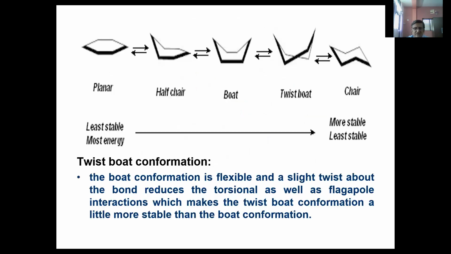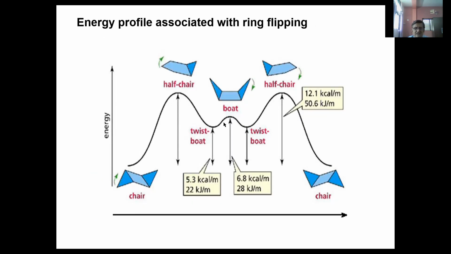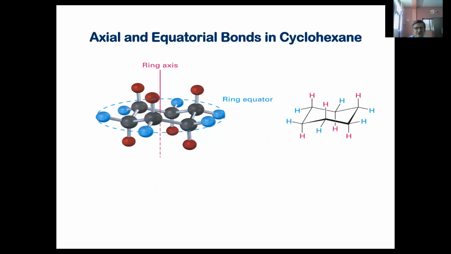Okay. So in the previous slide, you have seen the least stable: half chair, boat, twist boat, chair. Here you can see half chair, high energy, twist boat. Twist boat is nothing but we just twist it into a folded form, and here half chair and then chair. So these energy factors reveal why the chair conformation is more stable than the boat conformation.